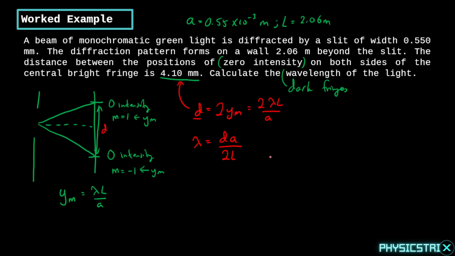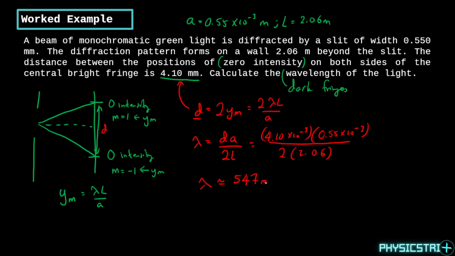Now I can substitute the values. D is 4.1 times 10 to the power of negative 3. A is 0.55 millimeters, so 0.55 times 10 to the power of negative 3 again. And then I divide by 2 times 2.06. That will give me a value of approximately 547 nanometers, and that is my final answer, the wavelength of the light.